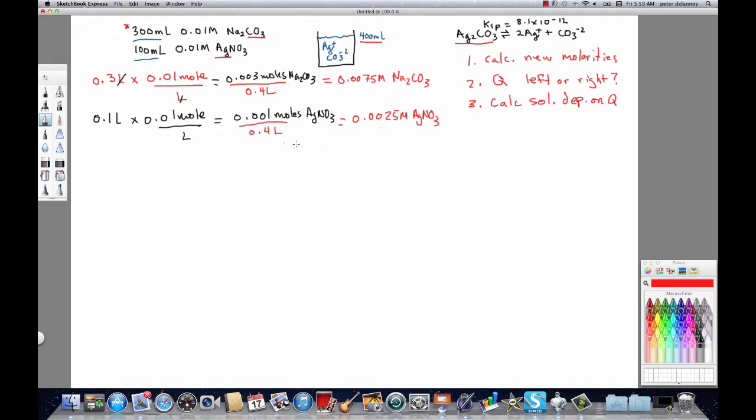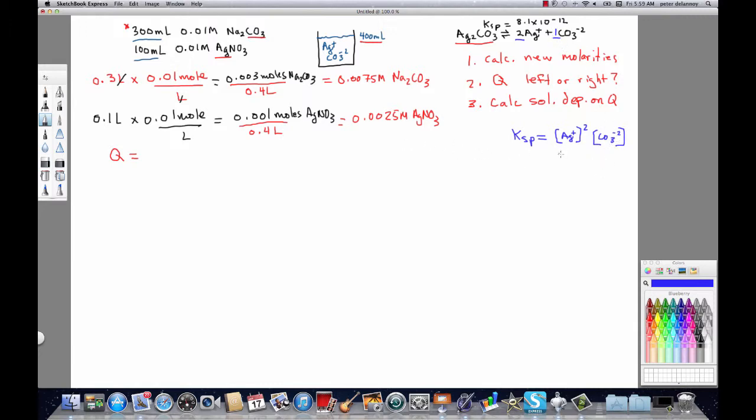This is the new molarity. Now we need to find our reaction quotient, and remember that Q is calculated exactly the same way as the equilibrium expression. Maybe I should write that over here on the right, so everyone's clear on what the expression looks like. So for this precipitation equilibrium, the Ksp will be equal to the square bracket silver raised to the second power for the coefficient, and then times the carbonate. And the carbonate's raised to the first power because the coefficient in the equation is 1.